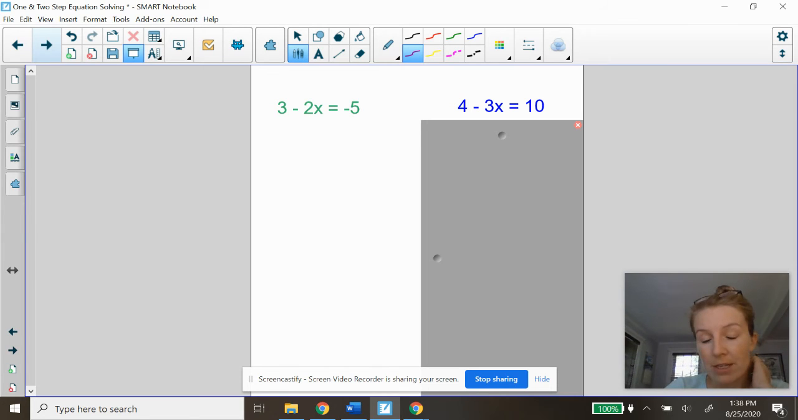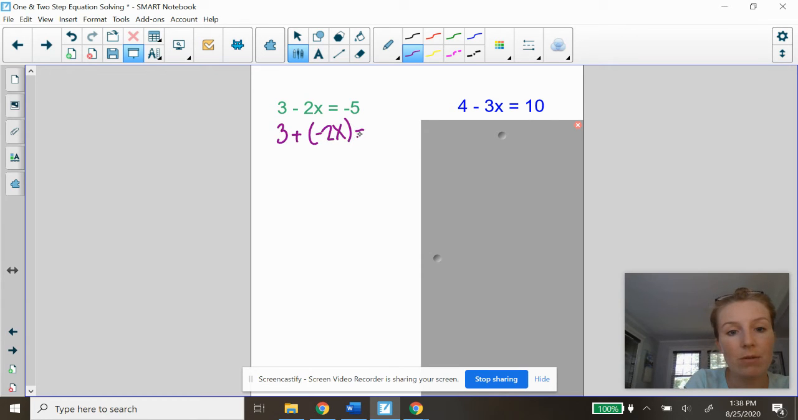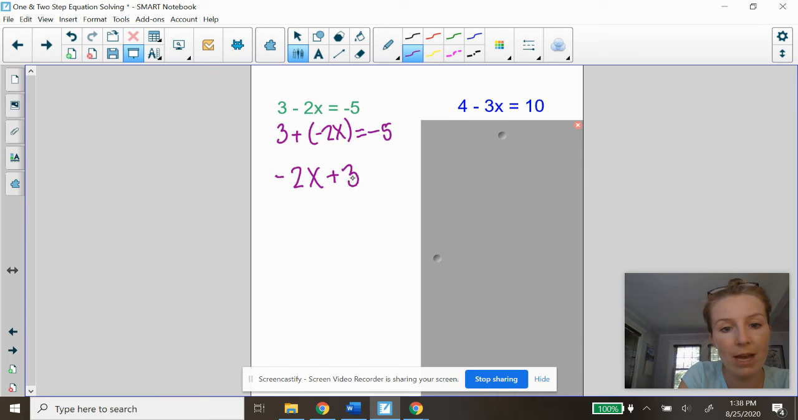You'll notice here that these two equations look a little different than the last one. The reason for that is that my x term, my variable term, is not first. But remember that we have something called the commutative property, and we can rearrange this. I can think about this equation as being 3 plus negative 2x equals negative 5. This then allows me to put that variable term first, which personally makes me feel a lot better about the equation. So I'm going to rewrite this as negative 2x plus 3 equals negative 5.